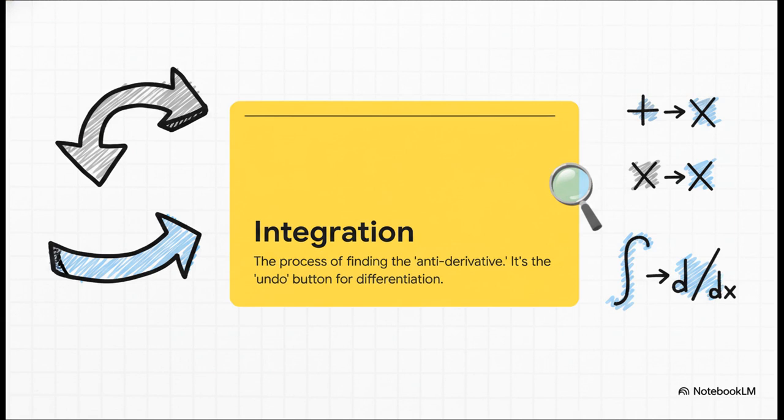It's finding the antiderivative. You know how subtraction undoes addition and division undoes multiplication? Well, integration is the official undo button for differentiation. And today, we're going to learn exactly how to press it.